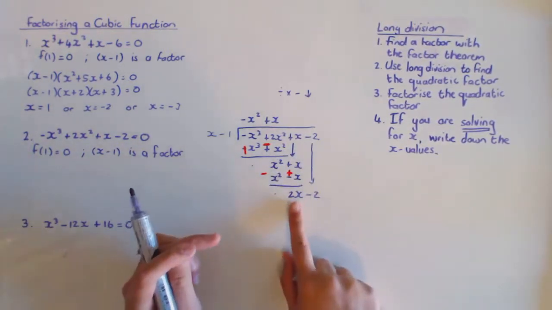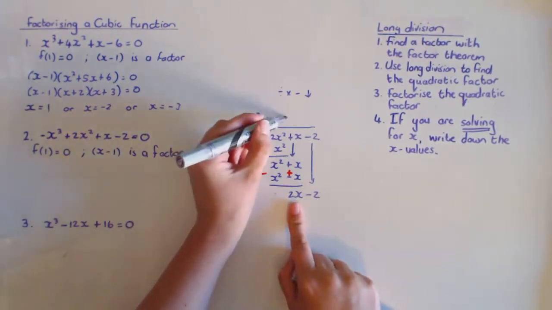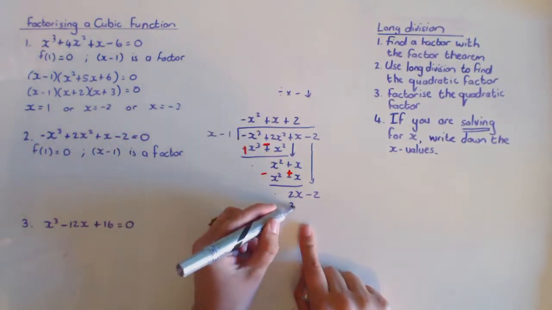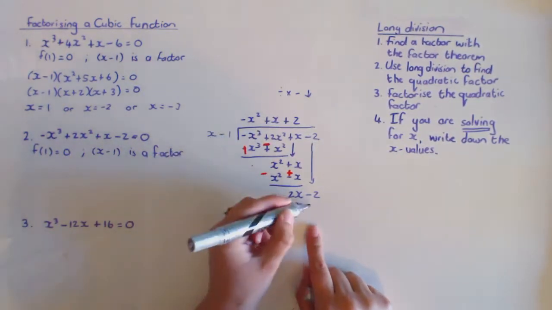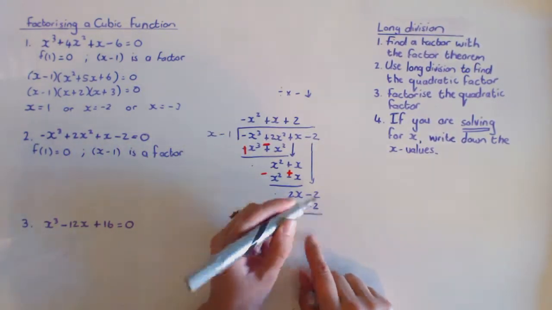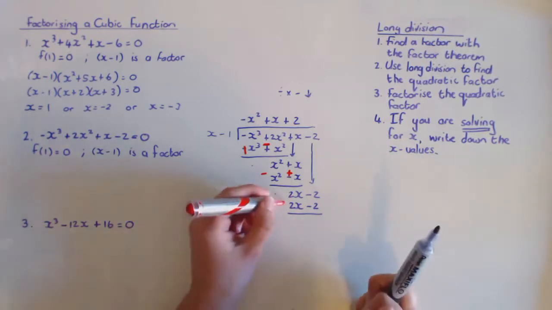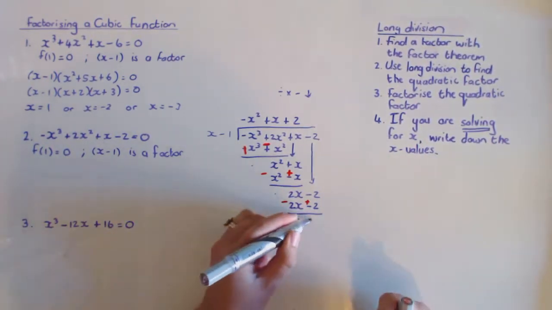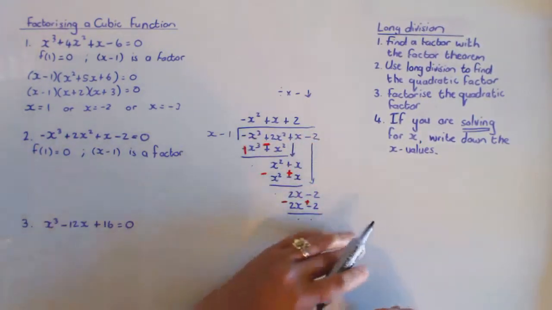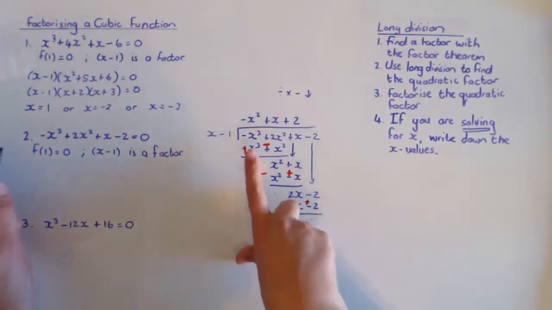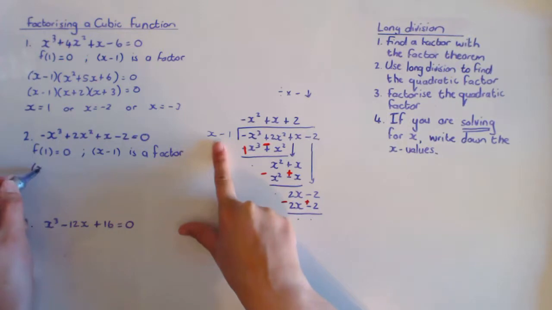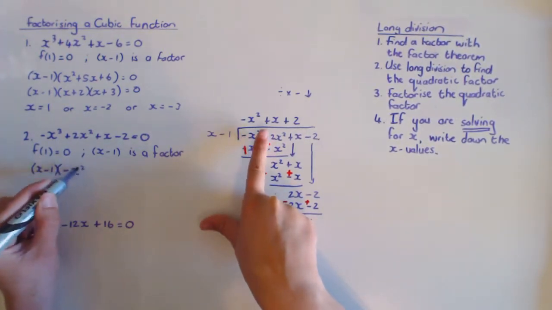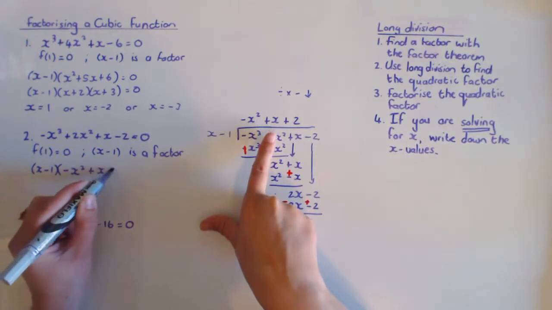Then yet again I divide. 2x by x is just 2. I multiply 2 with x and also 2 with negative 1. And then when I subtract like I should, I get 0. Right, then there's nothing to bring down, so I'm done. So these factors are x minus 1. Then it's negative x squared plus x plus 2.